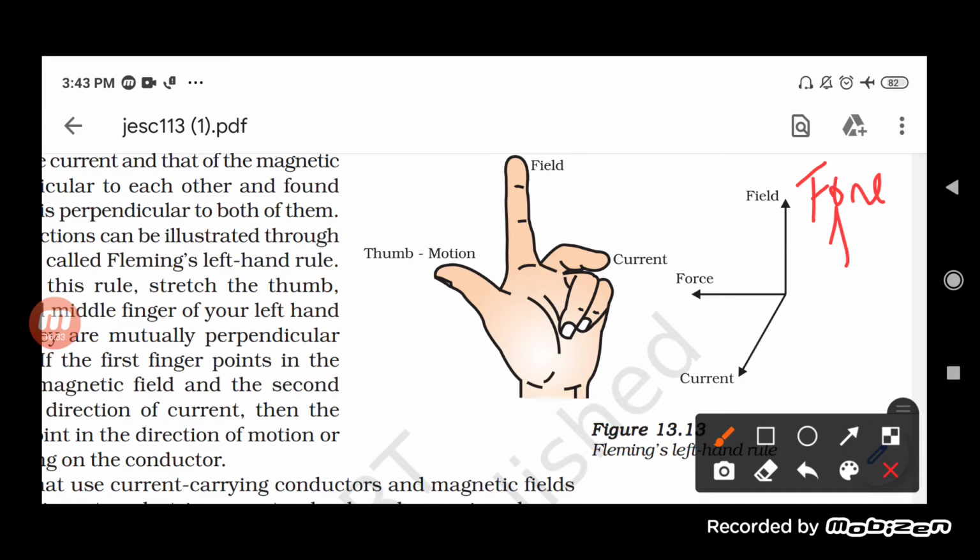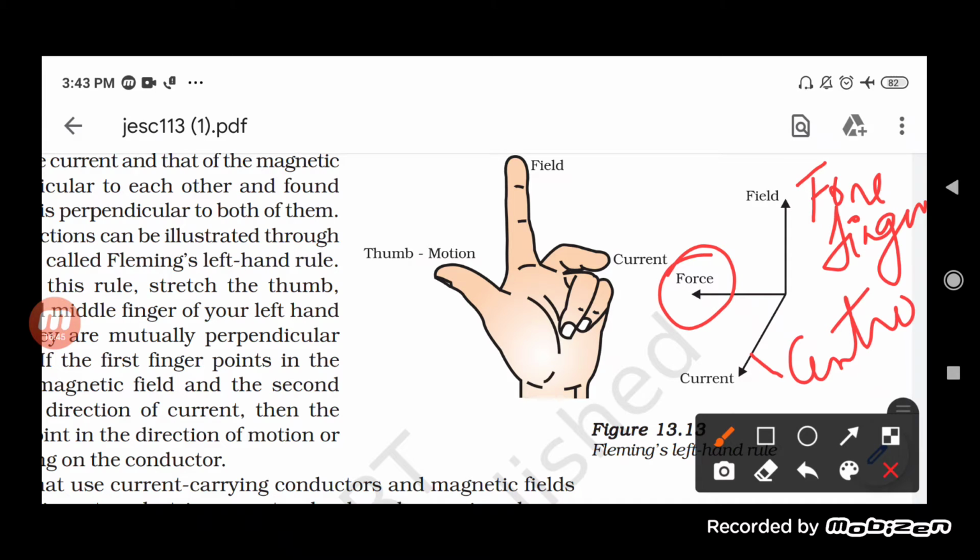So the forefinger is going to tell the magnetic field. C is for current and C for center finger. So this is the center finger, which helps us in telling the current. So obviously only the thumb is left. So the thumb will represent the magnetic force, or it will represent the movement, the displacement of the object.